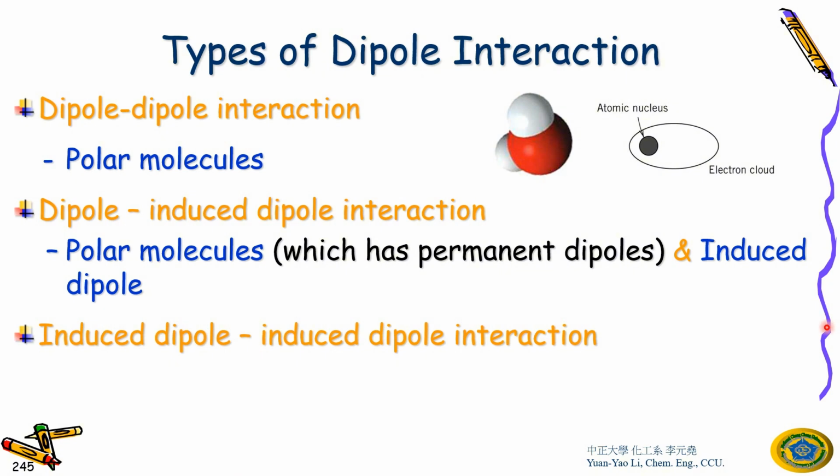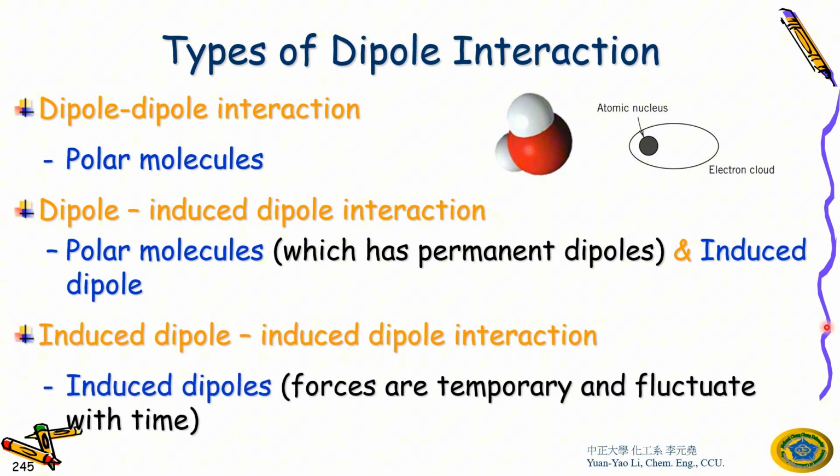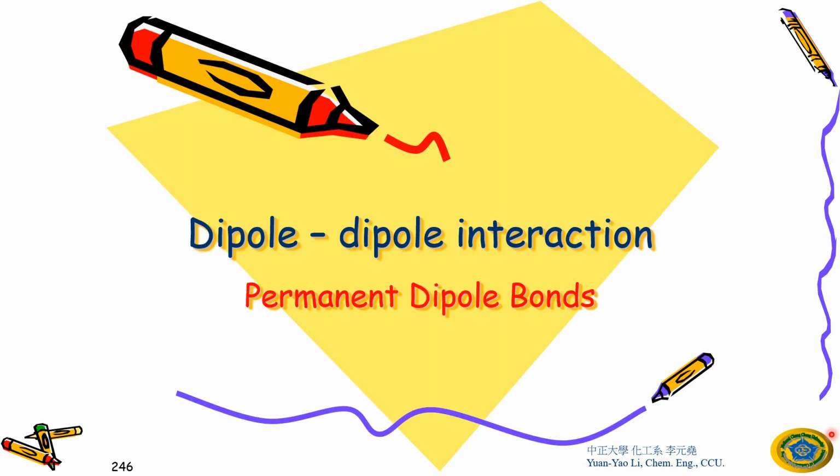And this is a little bit complicated. I'm going to tell you this later. Okay. So induced dipole forces are temporary and fluctuating with time. So this is very important. This is a matter of time. Okay. So I'm going to explain this one by one to you. Start from the dipole-dipole interaction.